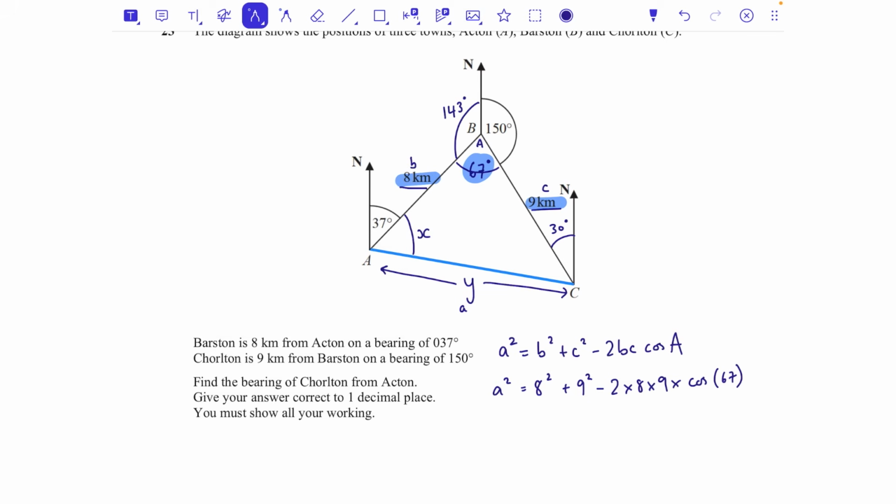So 8 squared, add 9 squared, minus 2 times 8 times 9 times cos 67 gives us an answer of 88.7347175. But I'm going to square root that answer because I don't want A squared, I just want A. So A is 9.419910695. So we'll put that here, 9.419910695. Notice I'm not rounding anything because I want to be super accurate with my answer.